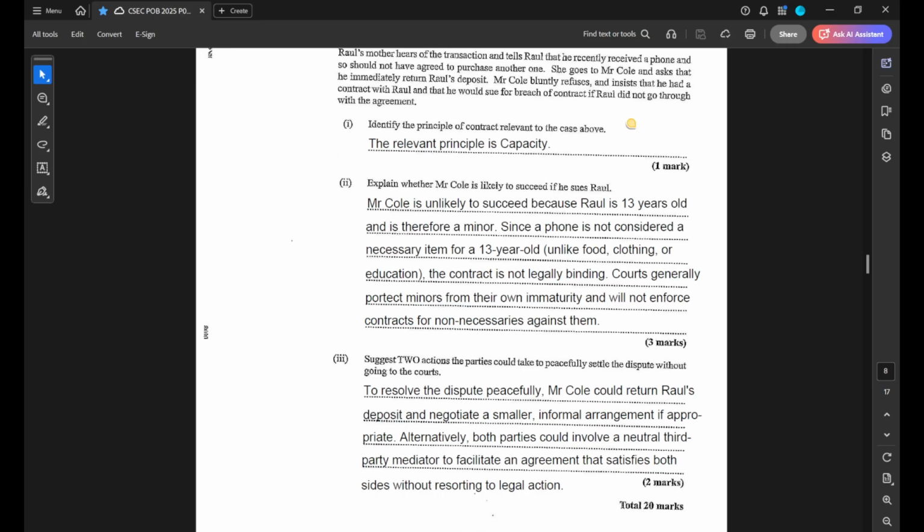Alternatively, both parties could involve a neutral third party mediator to facilitate an agreement that satisfies both sides without resorting to legal action. And that is for 2 marks right there. Moving on, part 3, E.